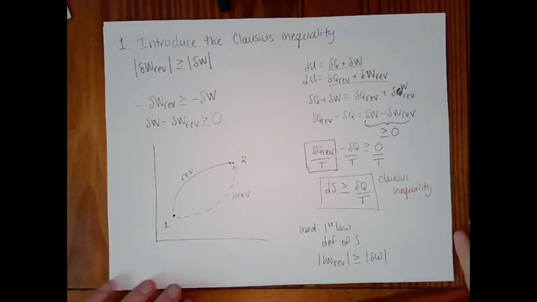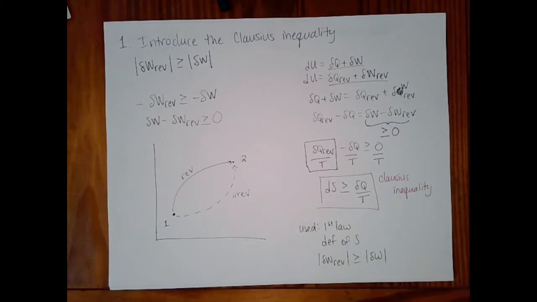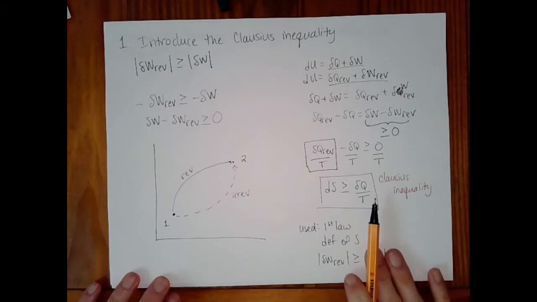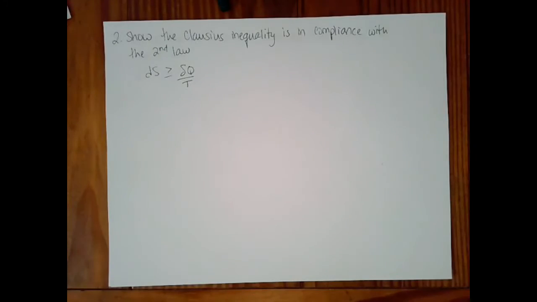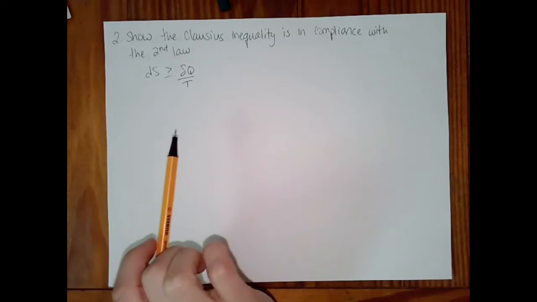I'll point out for the last time in this video, I think, that the equals part of this inequality refers to when it's a reversible process, and the inequality part refers to when it's an irreversible process. Okay, so now we've introduced the Clausius inequality. Our next step is to show that the Clausius inequality is in compliance with the second law.